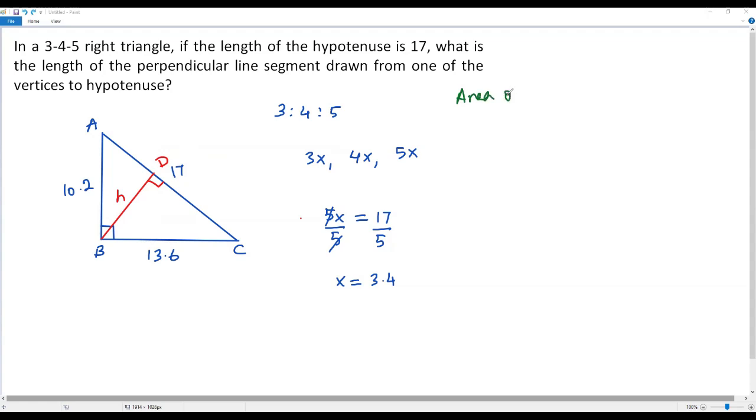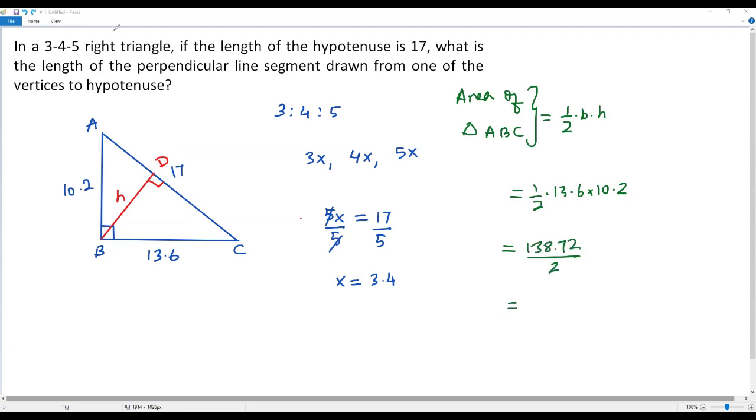Let me write it over here. Area of triangle ABC equals 1/2 times base times height. Here, 1/2 times the base of the triangle is 13.6 and the height of the triangle is 10.2. So now let me do the calculation. When I multiply 13.6 and 10.2, I am getting 138.72. That is 138.72 divided by 2. When I divide 138.72 by 2, I am getting 69.36. So I got the area of the right triangle, that is 69.36 square units.